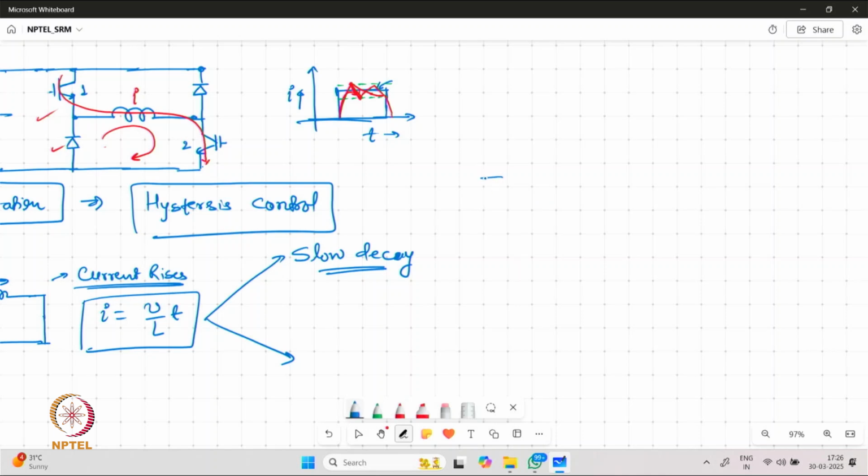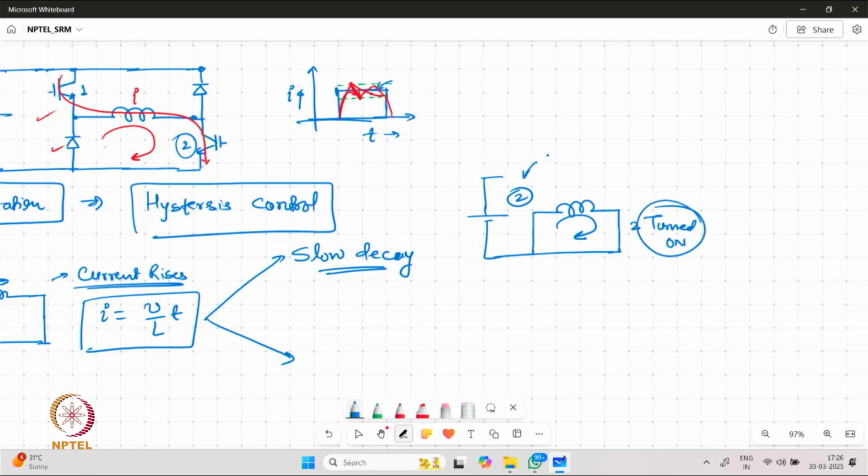So in this slow decay process, we are allowing the current to freewheel through the bottom diode. So we have kept the device turned on, and we have switched off the first device, first IGBT, and the effect is that the current would be freewheeling in that.